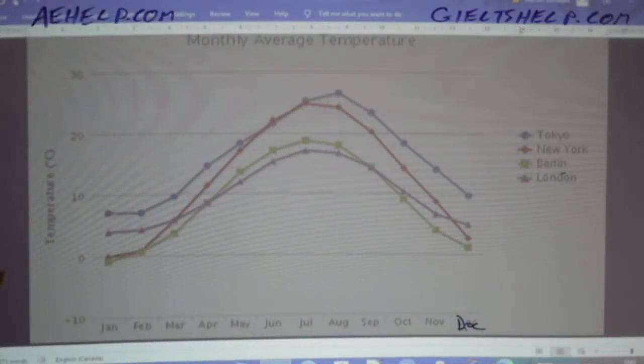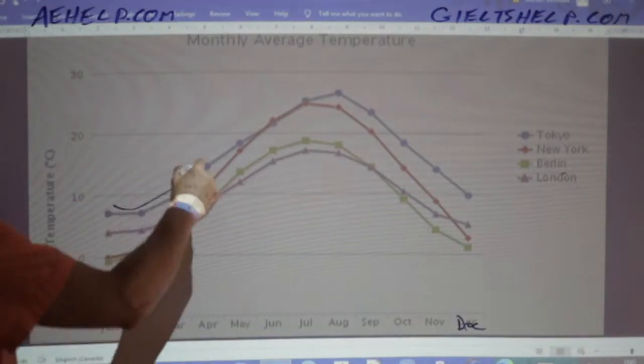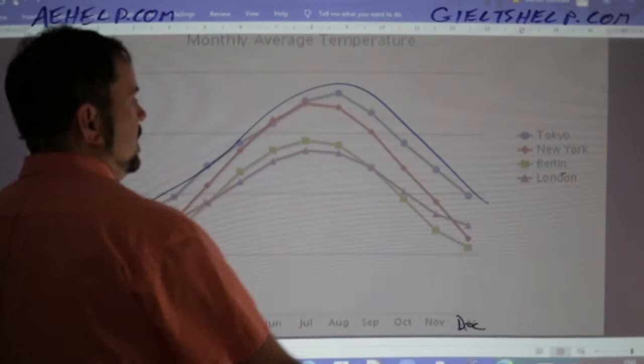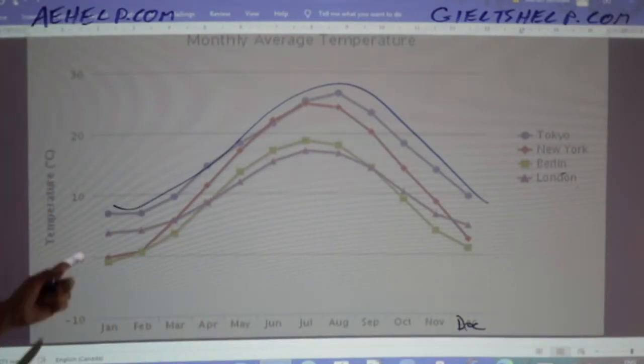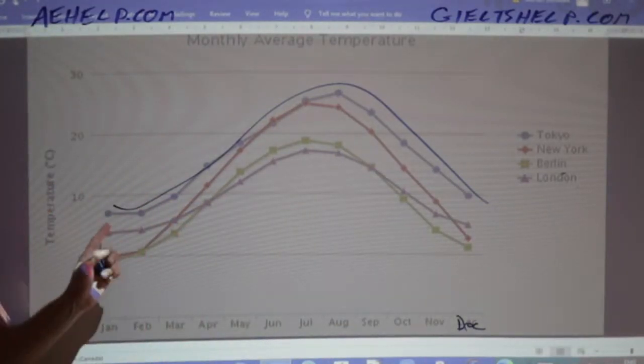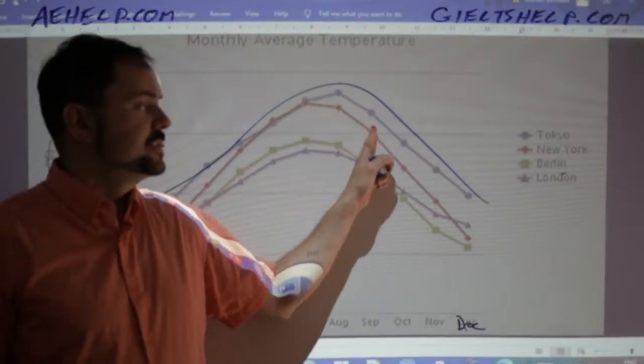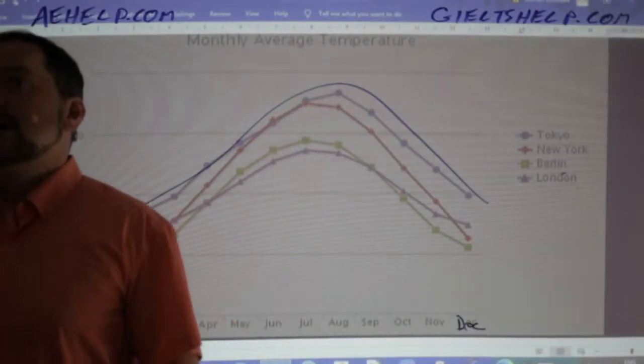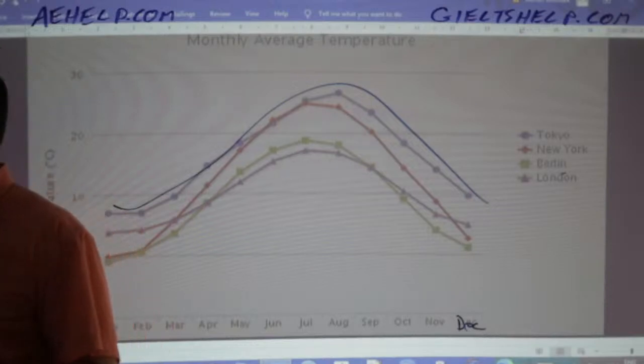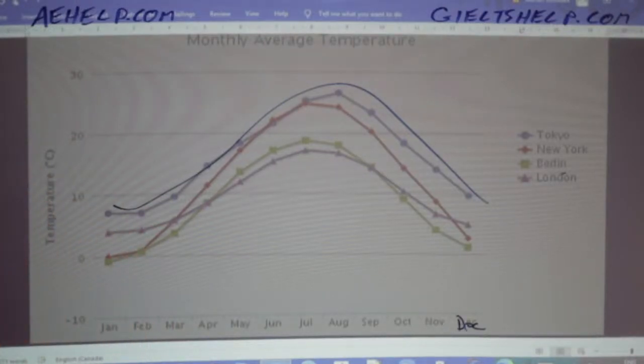So I'm sure all of you will recognize that the most observable feature is that these four cities have this kind of pattern, okay? What is that kind of pattern called in English? So when you have this up and then this down, what is that shape or what is that called, okay?